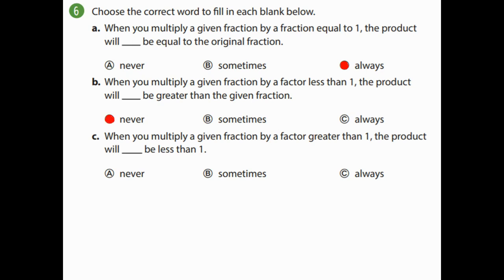And then C, when you multiply a given fraction by a factor greater than 1, the product will blank less than 1. When you multiply a given fraction by a factor greater than 1, it will never be less than 1. Never, because the factor is greater than 1. Could never do that. All right, so we have always and never there.